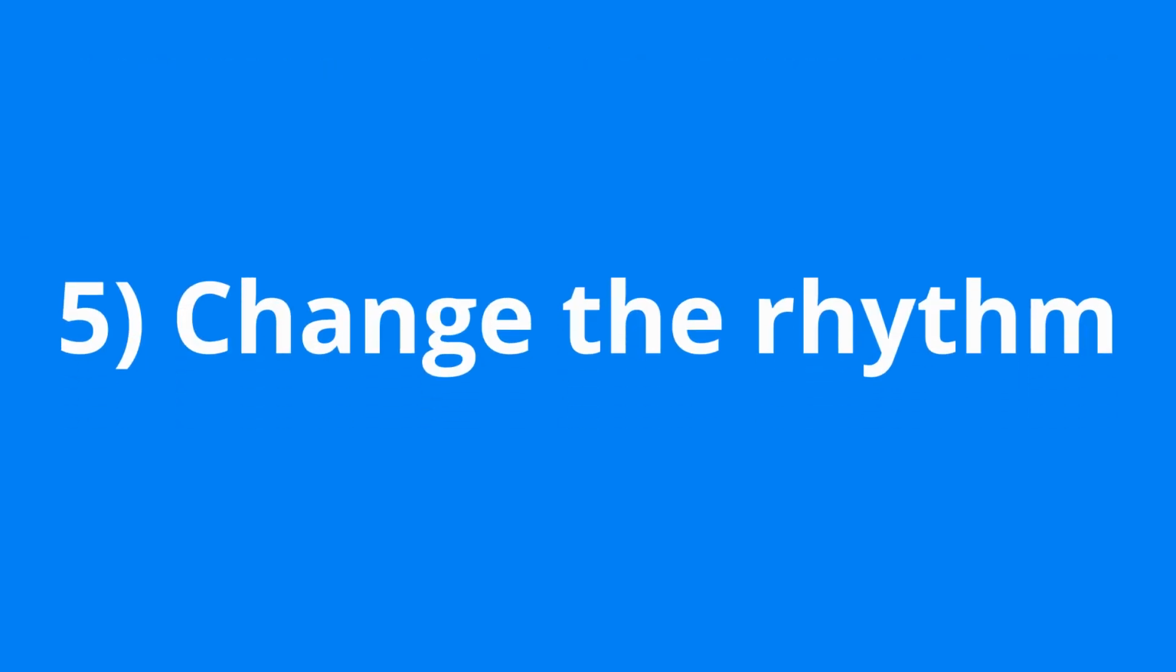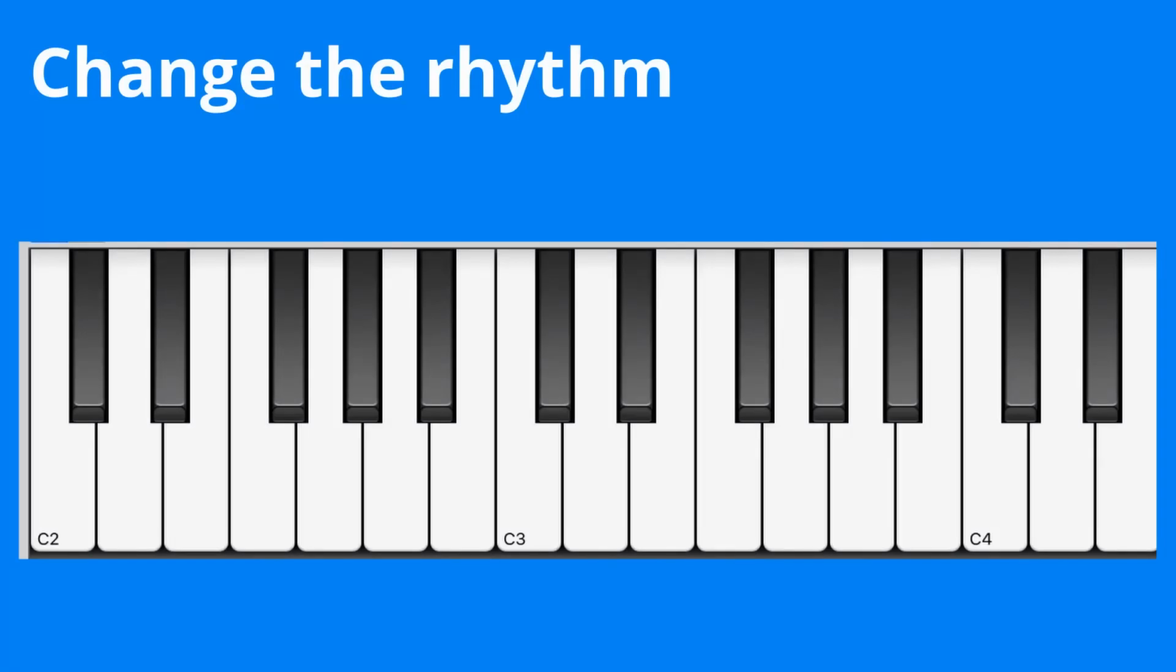So the next option is fairly easy to do and can provide a really nice contrast. And in this example, we're going to change the rhythm. So instead of going, the rhythm's now going to go. So what I've done is I've changed the length of some of those notes to change the rhythm. Let's have a listen to that in context.